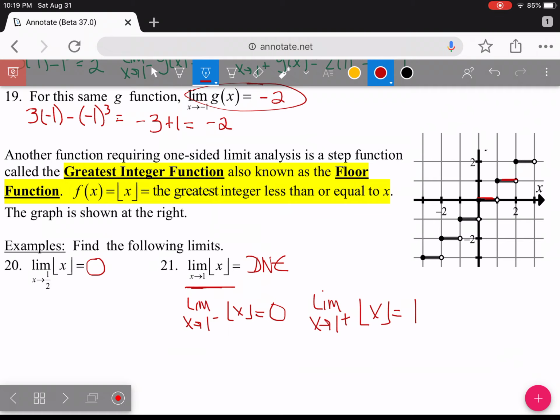So I hope that you have a little bit better understanding of limits and how to look at them from the graph and how to intuitively think about them, and then we will keep building on this in the next section.